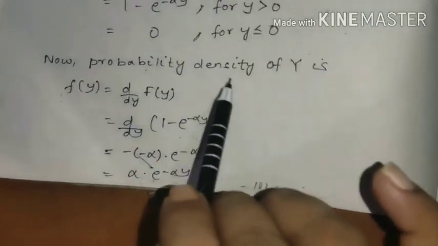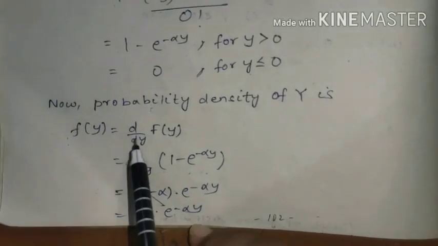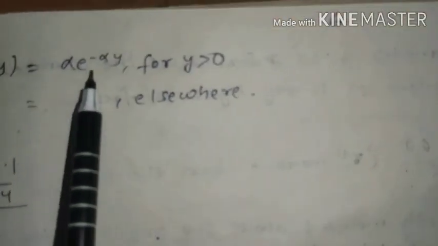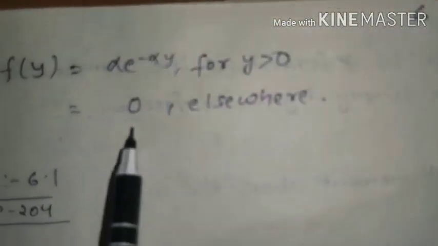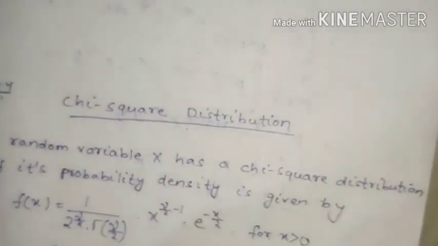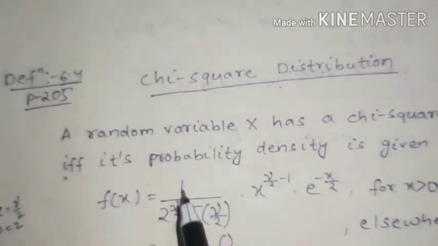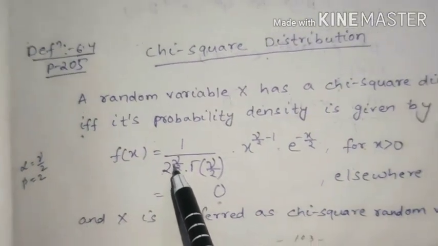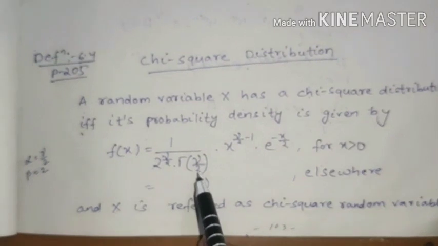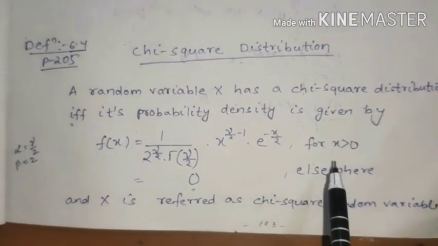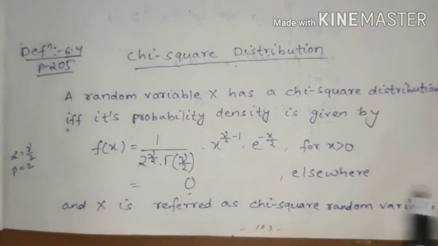And so the probability density of y, f of y, first derivative can be done, if this is 1 by beta into e to the minus alpha y for y greater than 0, and 0 elsewhere. Another one is the chi-square distribution. Chi-square f of x is equal to 1 by 2 to the power psi by 2 into tau psi by 2, and x to the power psi by 2 minus 1 e to the minus x by 2 for x greater than 0, and 0 elsewhere.